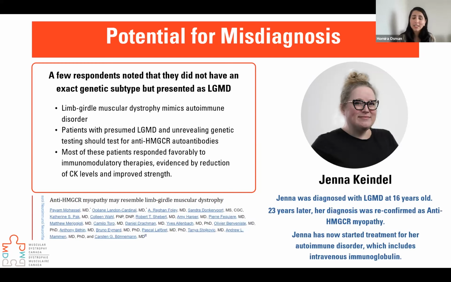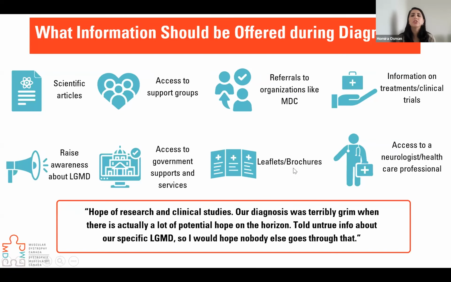She had worked together with her clinician and was tested for those autoantibodies. Sure enough, she actually has this autoimmune condition, and now is receiving treatment and is responding well to treatment. And so what information should be offered? We asked people who received this diagnosis of limb-girdle, what do you think should be offered during diagnosis?